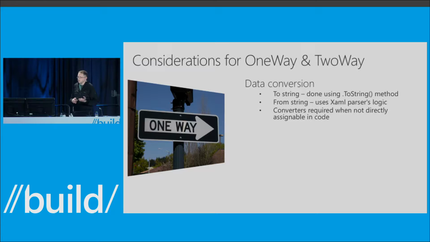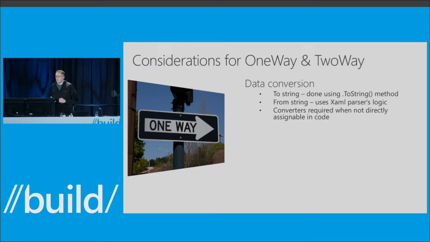So for target null value and fallback value, if I'm using those on, say, a background property, which needs to be a brush, then I want to be able to specify a brush, but how do I do that in a string? Well, the parser already supports that. That's how I can say my background is red. So I can similarly use red in the value here for XBind for the fallback value, and we'll use that same parser logic to translate that into a solid color brush for you. Similarly, you can use pound FFABCDEF, or whatever.